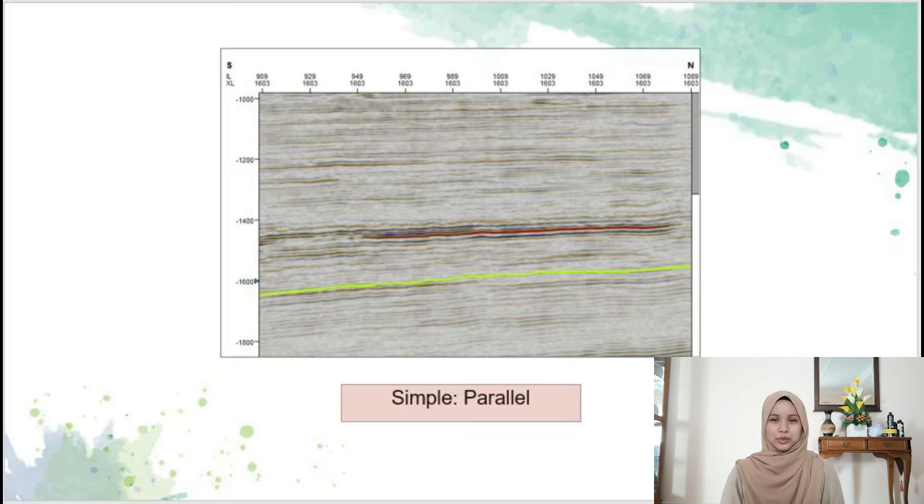Next, we have also found the simple, which is the parallel pattern. As you can see in this diagram, it has a uniform deposition of continuous reflectors. It also has high amplitude and low frequency. It also has continuous reflection, as you can see in the diagram. The continuous and draping reflectors follow the underlying topography. So we can determine that the EOD for this parallel pattern is pelagic and hemipelagic.